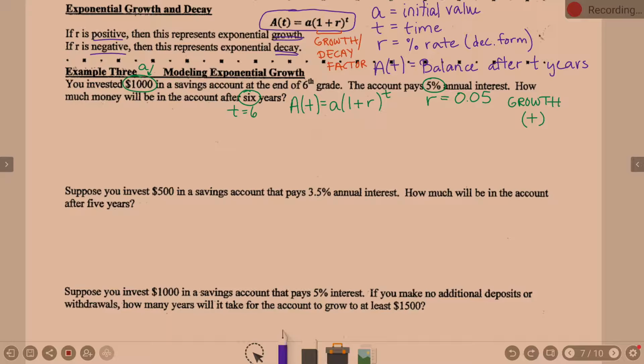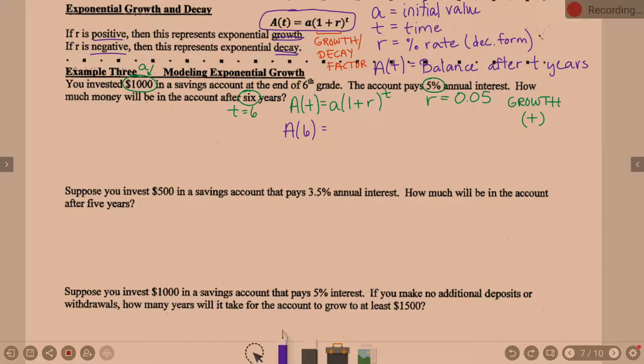So I've written my equation in, and now my job is to fill it in. Now, A of T at the beginning, that's just what we're solving for, what we're trying to find. Technically, I'm going to write A of 6. We're not going to do anything with A of 6, but that's what we're finding. We're finding the amount or the balance after 6 years. So that's what I'm trying to find.